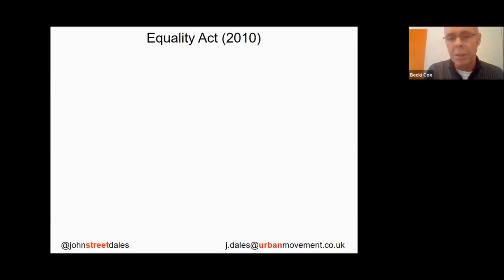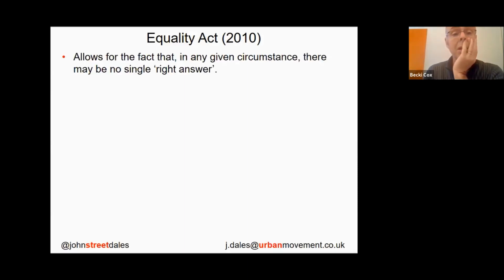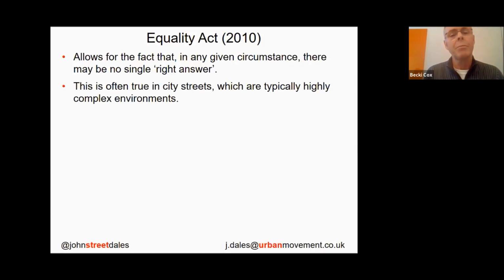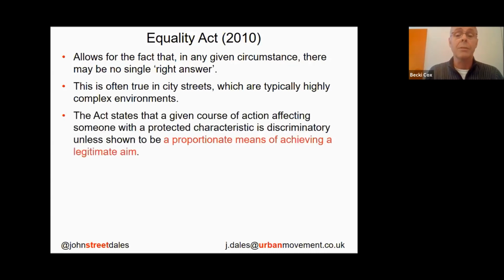We started this point to deal with the Equality Act. And I think it's important just to touch on this here. We'll talk about it a little bit in a moment. One of the great things about the Equality Act is if people have a protected characteristic, as people who are blind and partially sighted do, the Equality Act allows, firstly, for the fact that there is no single right answer, that things are messy. Things are often especially messy in cities and in city streets where things are incredibly complex. We're trying to achieve so much, and so many different people need and want so much from it at different times of the day and so forth.